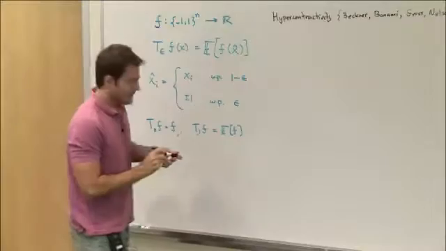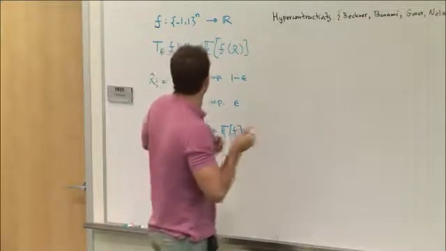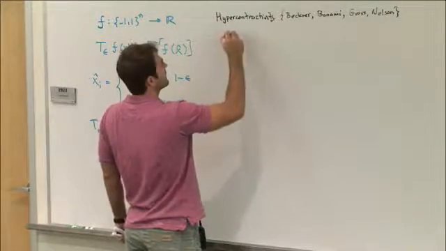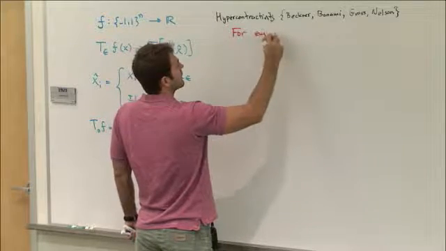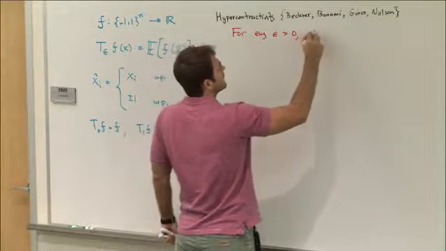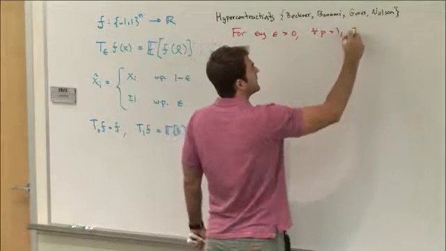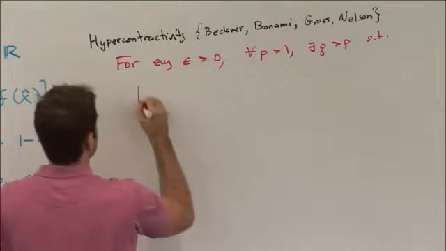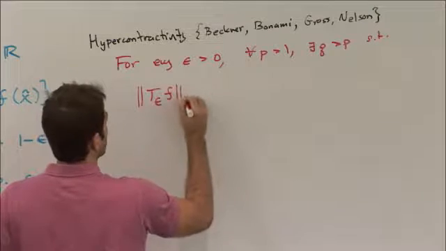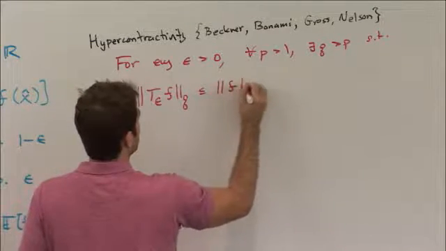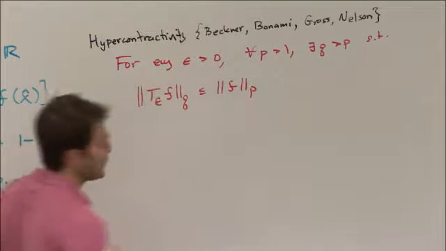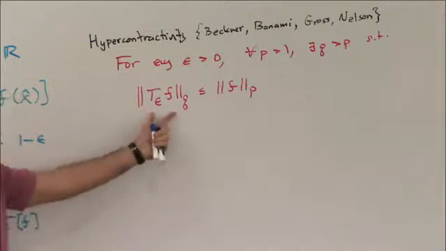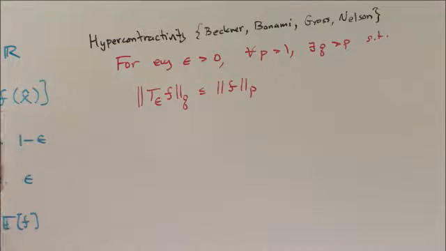Which is the following sort of phenomenon: given such a function f, for every epsilon bigger than 0, for every p bigger than 1, there exists a q bigger than p such that the q norm of T epsilon f is at most the p norm of f. So the point here is q is bigger than p. So when we apply some noise to the function and average, the function gets smoother.